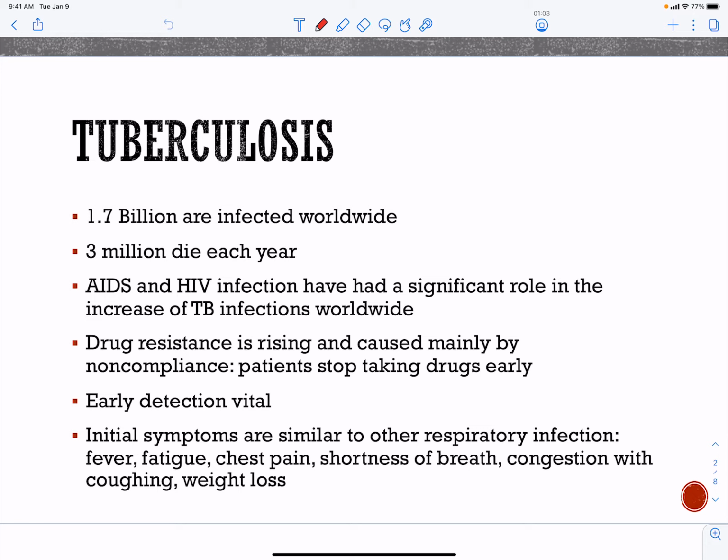For tuberculosis, detection of this actual infection is very vital. Symptoms are going to be very similar to other respiratory symptoms. You're going to have flu-like symptoms, fever, fatigue, shortness of breath. This can also go along with weight loss and coughing as well.